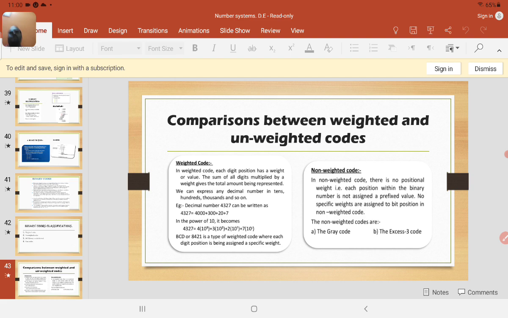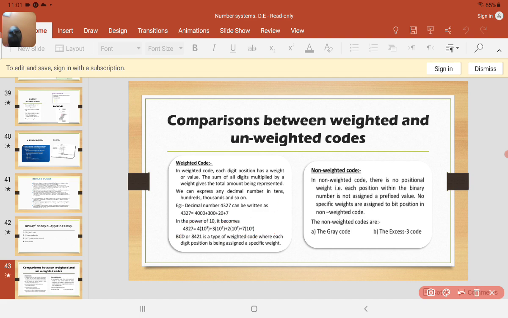In the weighted code, each digit position has a weight or value. Every digit has a weight, that means a value is present. The sum of all the digits multiplied by their weights gives the total amount being represented. So we can express any decimal number in ones, tens, hundreds, thousands, and so on. How do we write a decimal number like 4327? In the power of 10, we can write it as 4 into 10 power 3 plus 3 into 10 power 2, and so on.